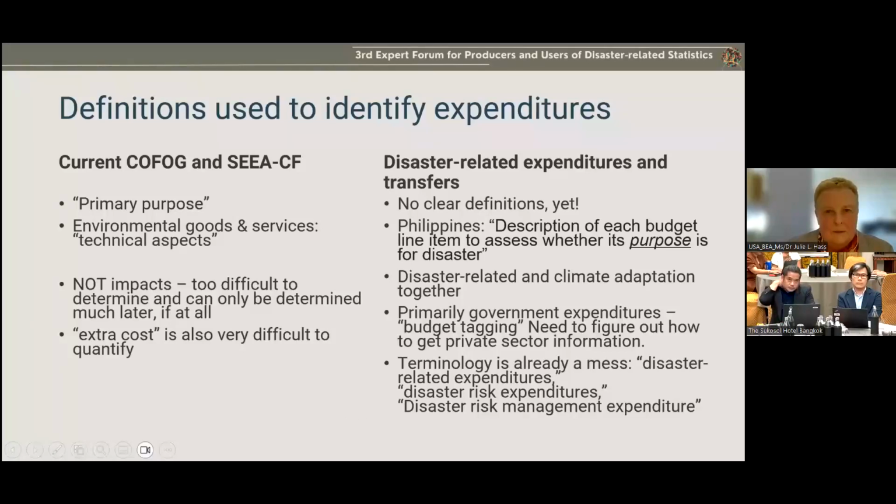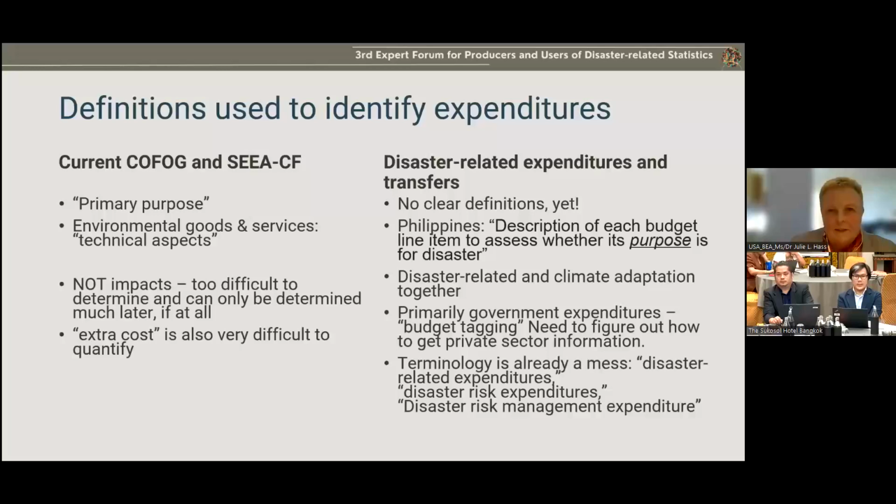These are some things I also observed. There isn't really a definition of disaster-related expenditures and transfer. In the statistics office, we're used to using primary purpose, which I think you used in the Philippines. There's still a lot to be done in this area.